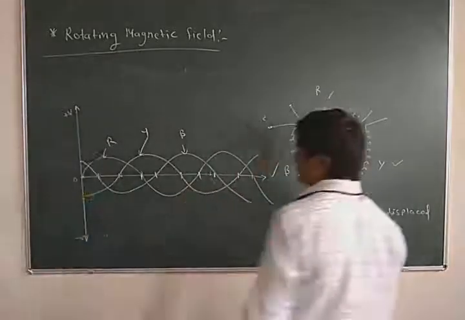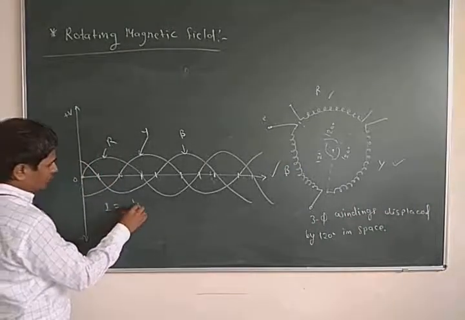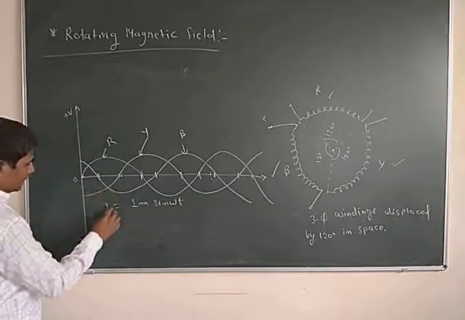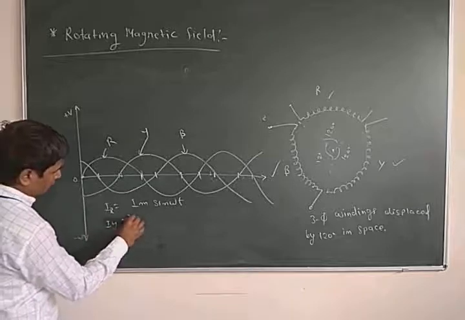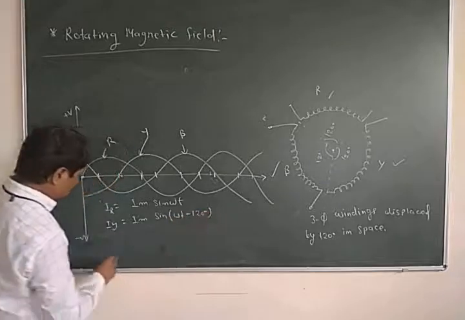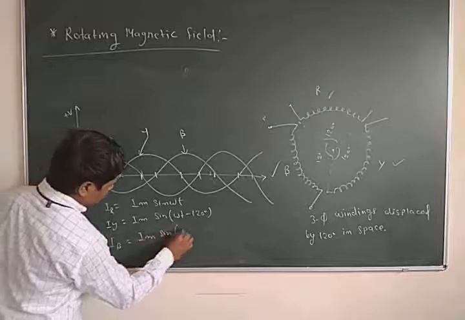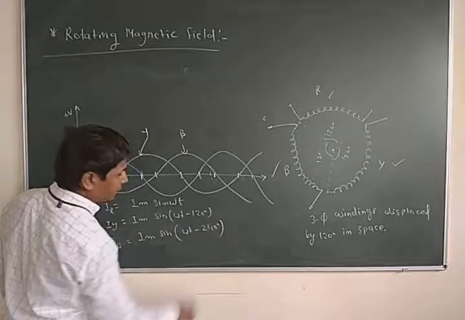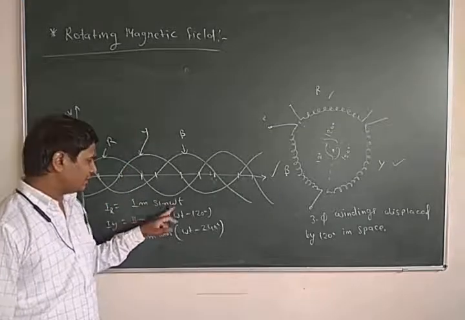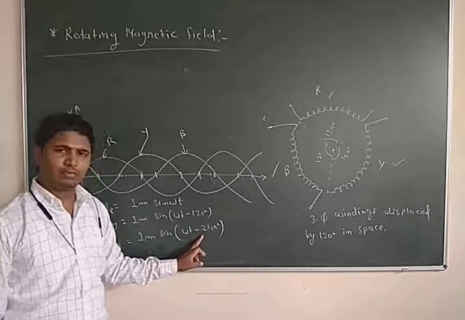So first we discuss R phase, let current IR is equal to Im sin omega t, Iy is equal to Im sin (omega t minus 120 degree), and Ib is equal to Im sin (omega t minus 240 degree). So there is phase displacement of 120 degree between two phases. One phase is at omega t, second is minus 120 degree lagging, and third phase is minus 240 degree lagging.